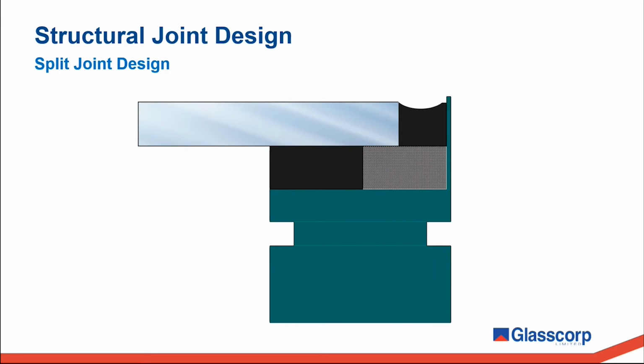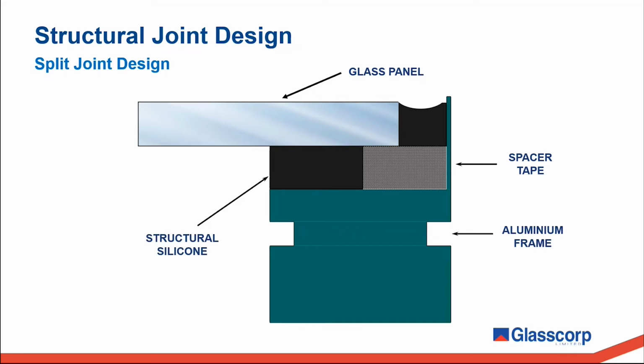Here we have another example of a split joint design, however, with a single pane of glass only. The principle is the same with a separate structural seal and weather seal, this time separated by just the spacer tape.